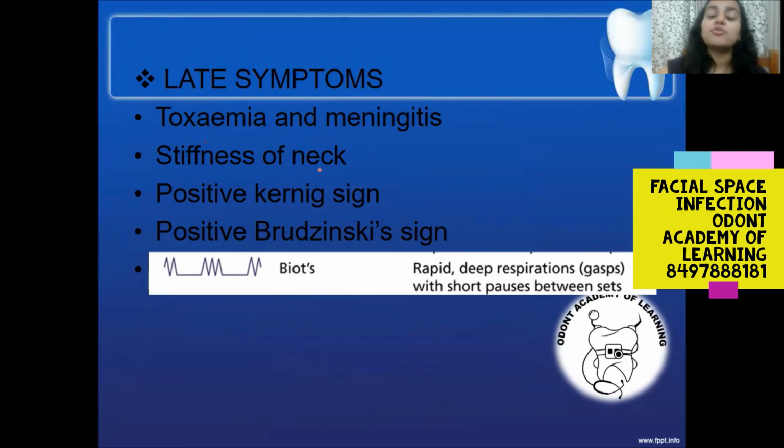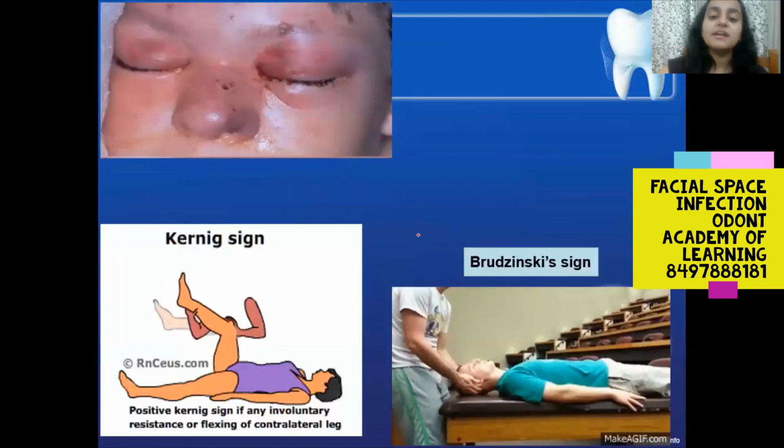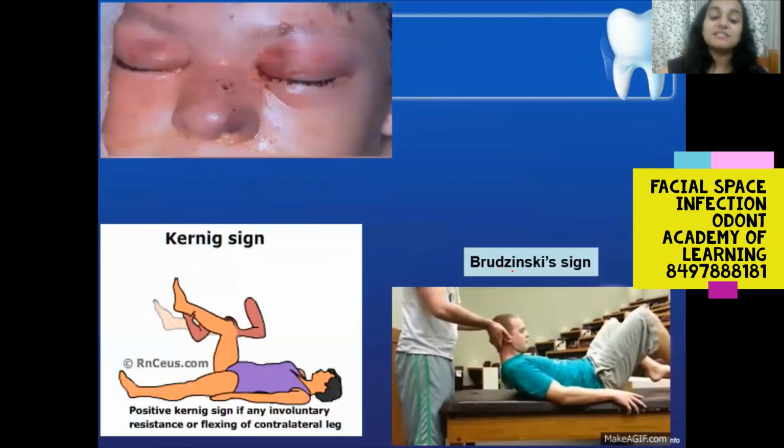It can lead to stiffness of the neck, and it causes Biot's respiration, that is nothing but rapid, deep breaths with short pauses in between. So this is called Biot's respiration, which is characteristic of cavernous sinus thrombosis. Now the other two signs, that is positive Kernig sign and Brudzinski sign.